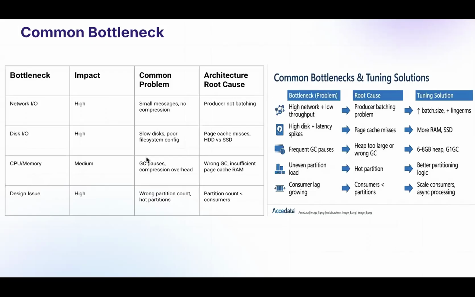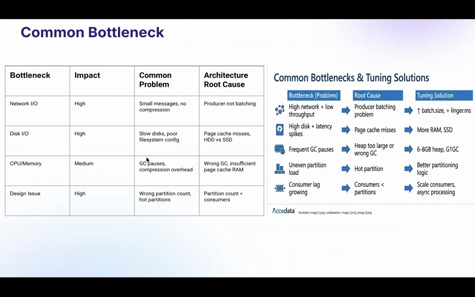Design issues are the hardest to fix because they are architectural. If your partition count is less than your consumer count, you literally cannot scale horizontally. If you have a hot partition, where one partition gets way more traffic than others, you need better partition logic.